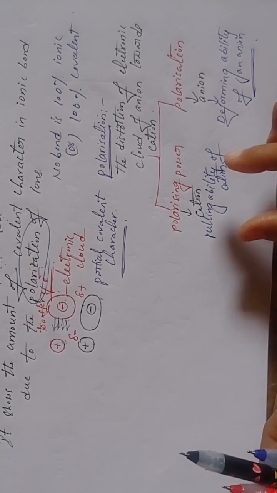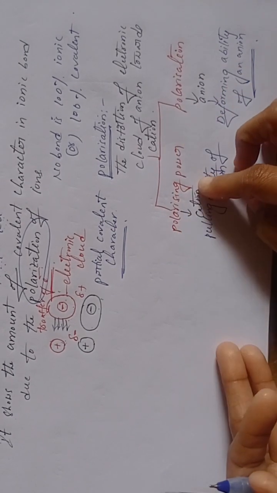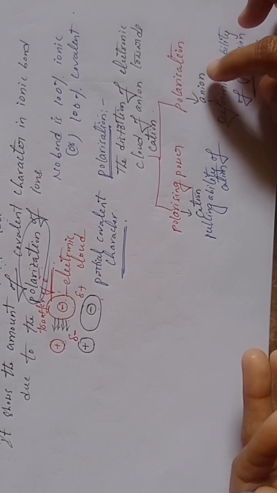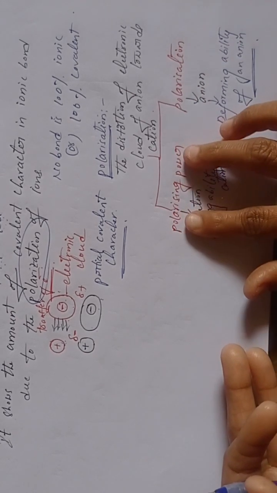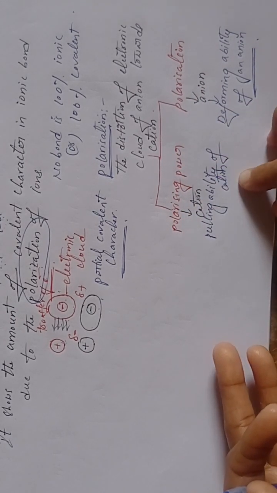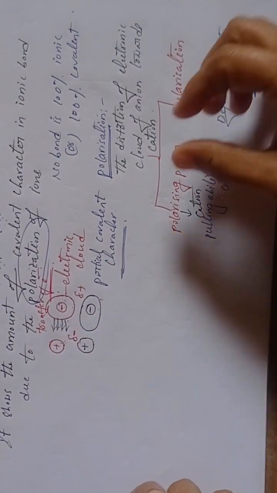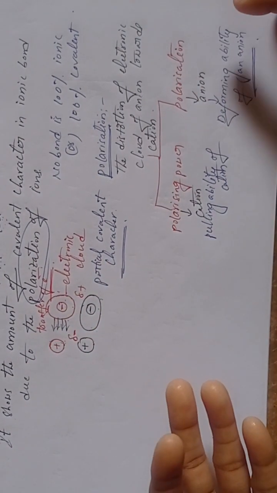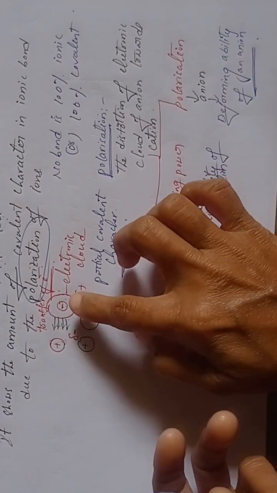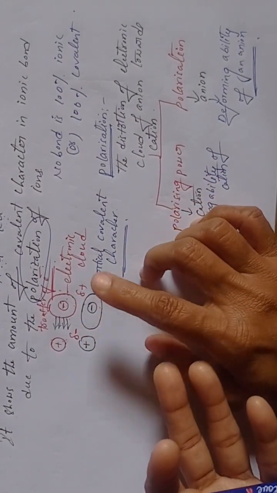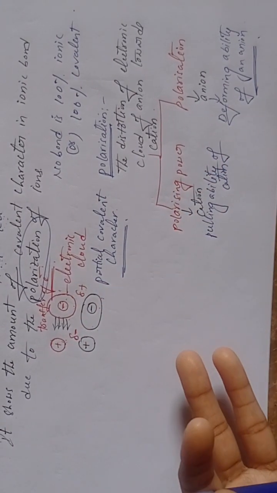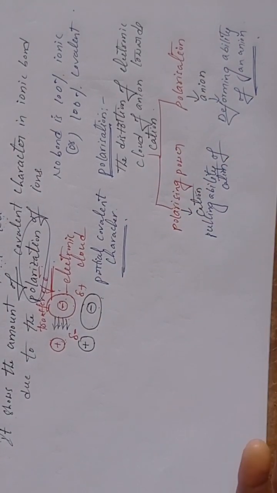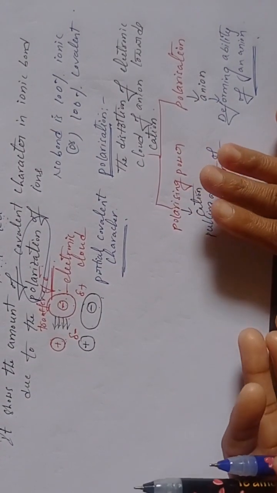Clear, students? Polarizing power is the cationic property and polarization is the property of the anion. What is meant by polarizing power? Pulling ability of the cation. And polarization is nothing but the deforming ability of the anion, that means how much distortion takes place here.